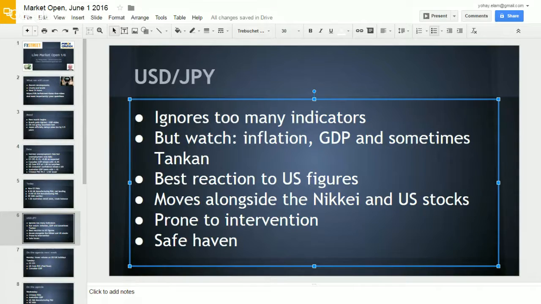So to sum it up, the yen ignores too many Japanese indicators. Ones that do stand out just a bit are inflation, GDP, and Tankan. Point number 2, it has the best reaction to US figures, the most straightforward one, less noise. Point number 3, moves alongside stocks. Dollar yen rises with the Nikkei and the S&P, falls with them. Not always, but that's a main characteristic. Dollar yen, the yen in general, prone to intervention, and it's also a safe haven currency, which means that sometimes the biggest movements in favor of the yen are in times of trouble, or against the yen is when we have the risk on atmosphere. Okay, so these are 5 points about the Japanese yen.